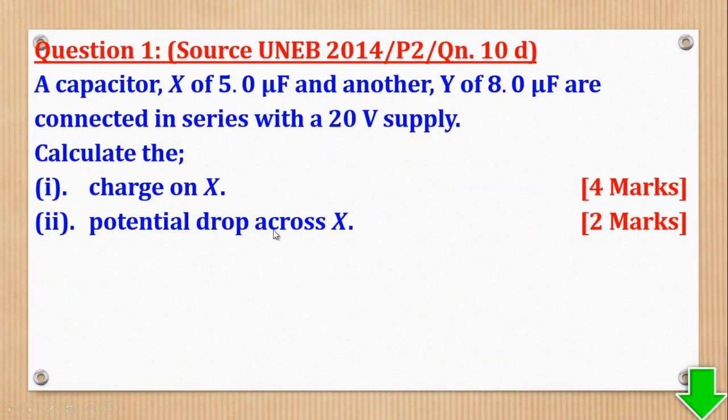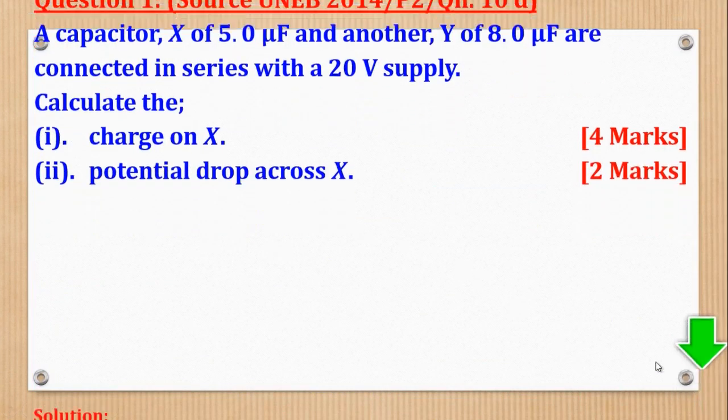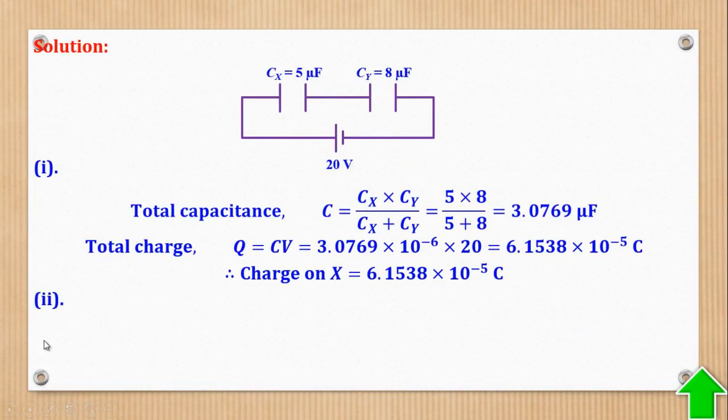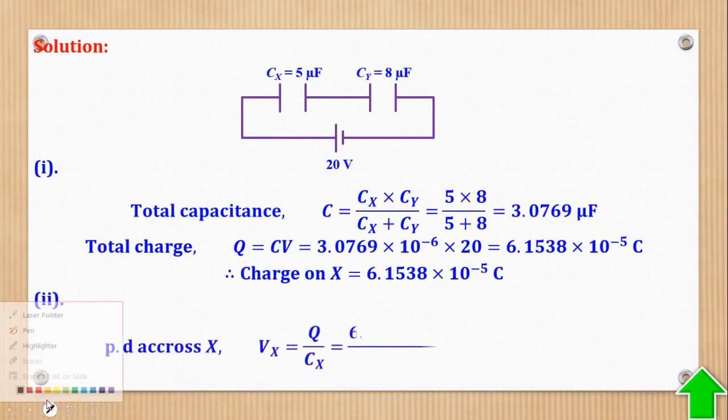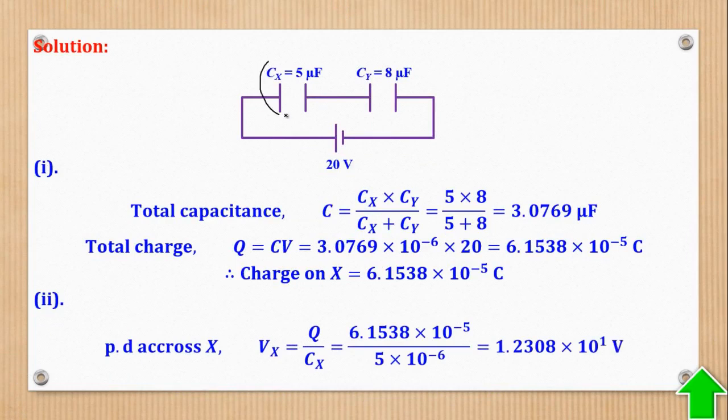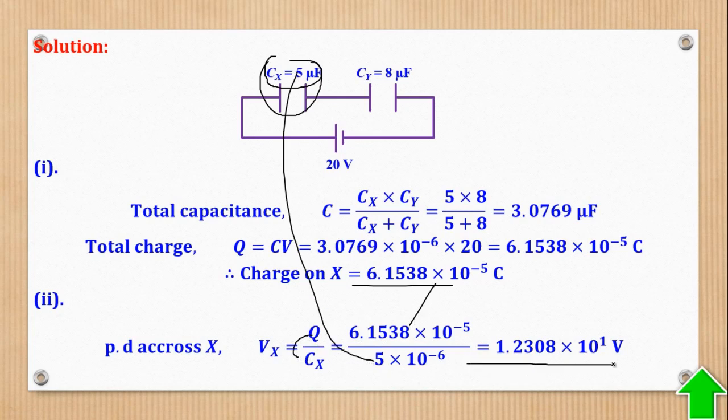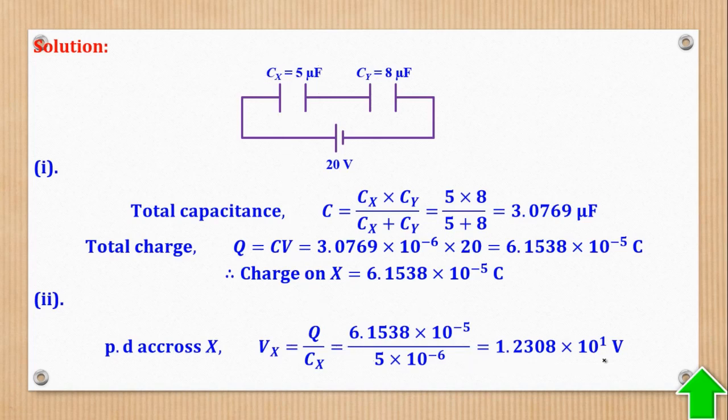Roman 2, they want the potential drop across X. In other words, the PD across X. So PD, the good thing, we know the charge on this capacitor and also we know its capacitance. Therefore, we can easily get the PD by saying Vx is equal to Q over Cx. So the charge is Q and the capacitance is Cx. That's why you are using Q over Cx. So our Q is this and our capacitance is this, but we have to convert to farad. Then in the end we shall come up with this as the PD they wanted.